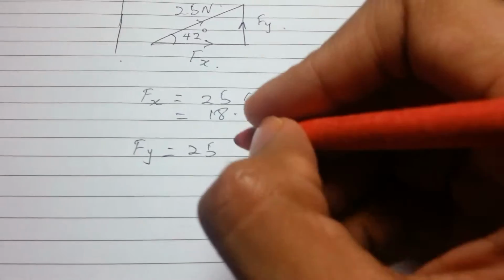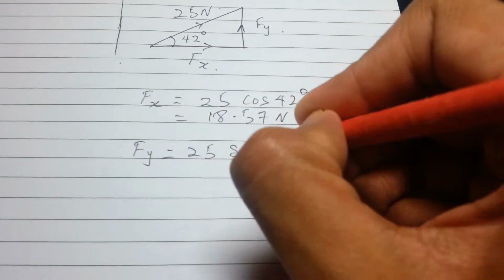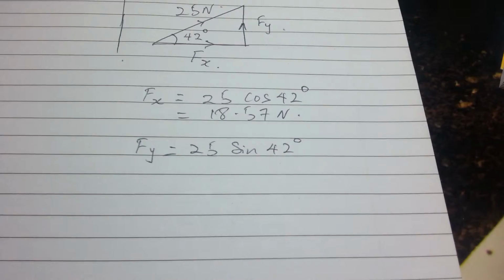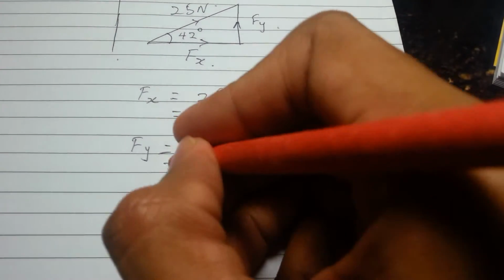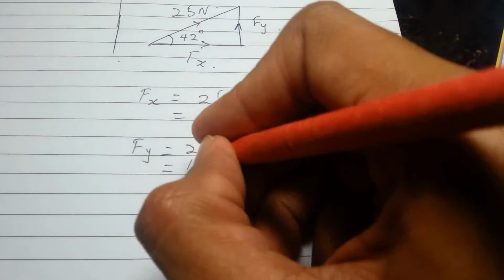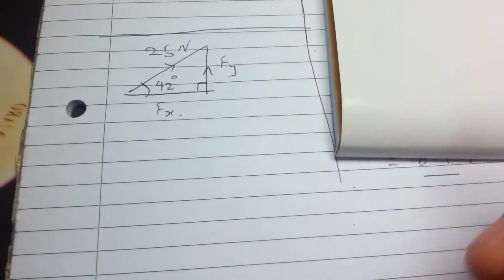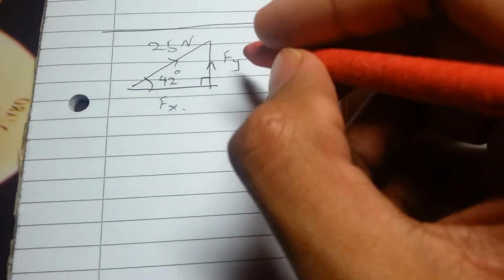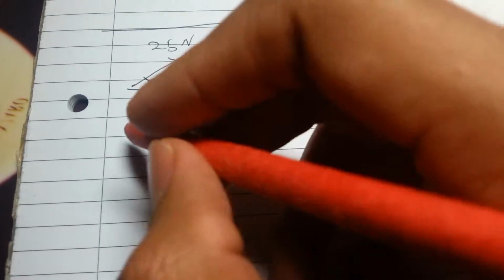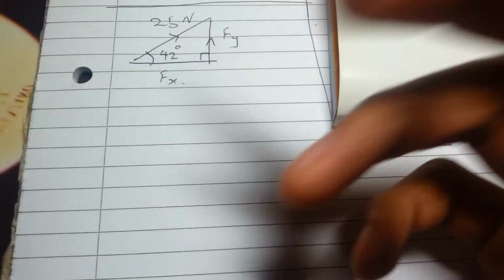Fy would be equals to 25 sine 42 degrees, which is equals to 16.7 Newton. So I'm sure in school your teacher would have told you about all this, that this is 25 sine, this is 25 cosine. How do you get that? Basically it all goes back to trigonometry.